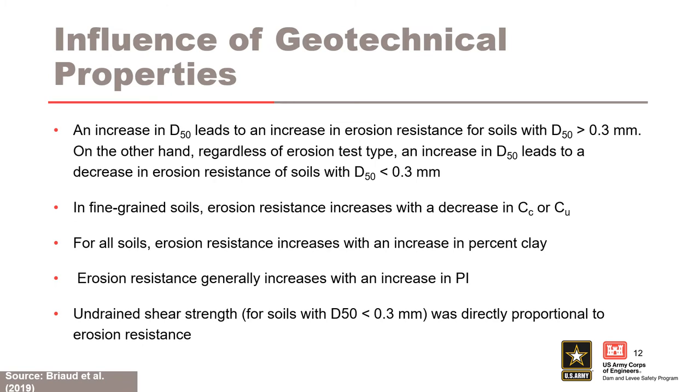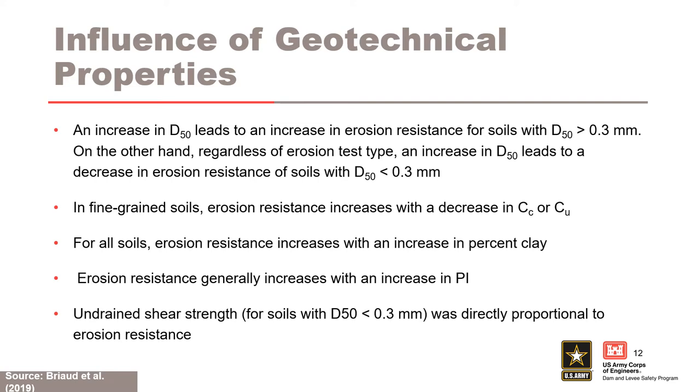Here you see a list of some of the trends that were identified in this report. This list is not comprehensive, but hits on some of the major factors. For example, it was found that for coarse grain soils, an increase in D50 leads to an increase in erosion resistance. That is, larger particles are harder to move. On the other hand, regardless of the erosion test type, an increase in D50 leads to a decrease in erosion resistance when we're talking about finer soils. This is because for fine grain soils, an increase in D50 is usually accompanied by a decrease in plasticity.